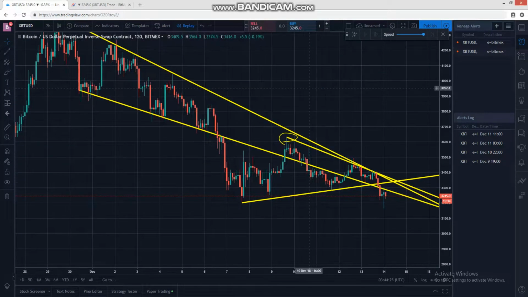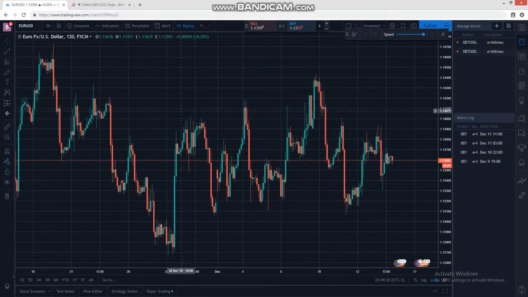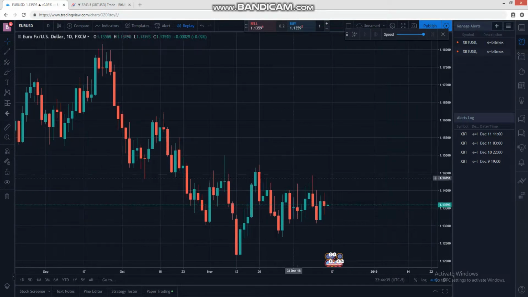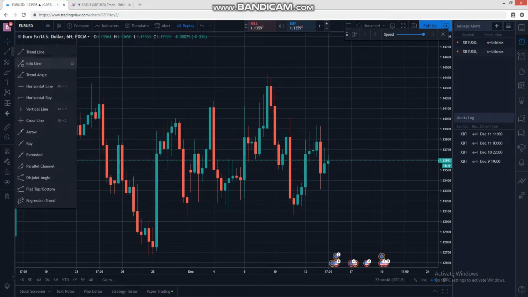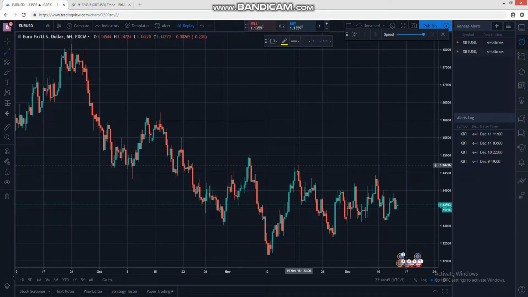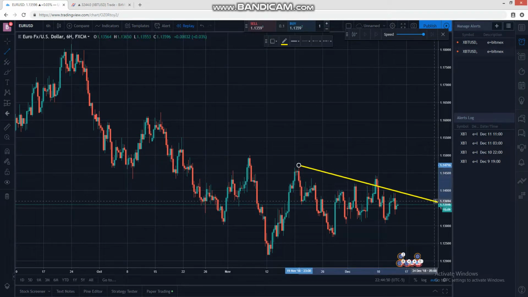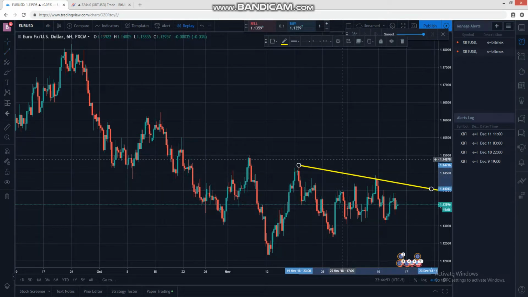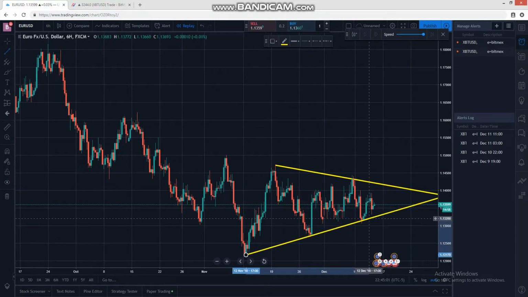So let's just show you guys a forex example that has not broken anything yet. Euro USD. I can use this point, and here on the second point, I can also make a support from here, second point, third point.